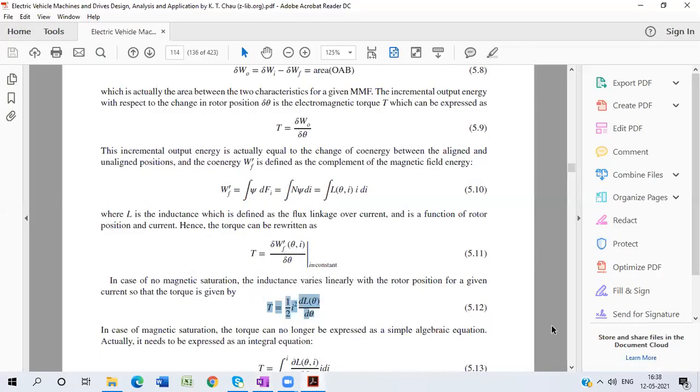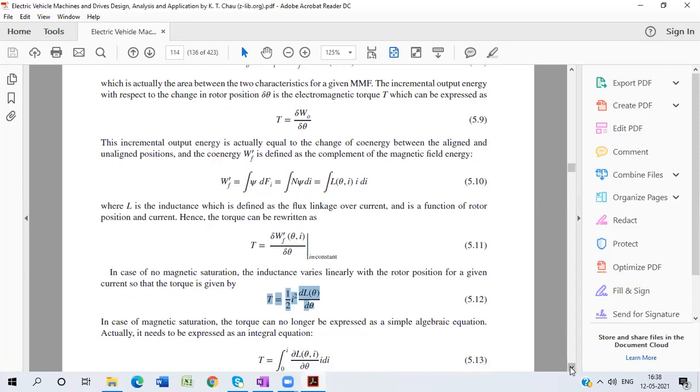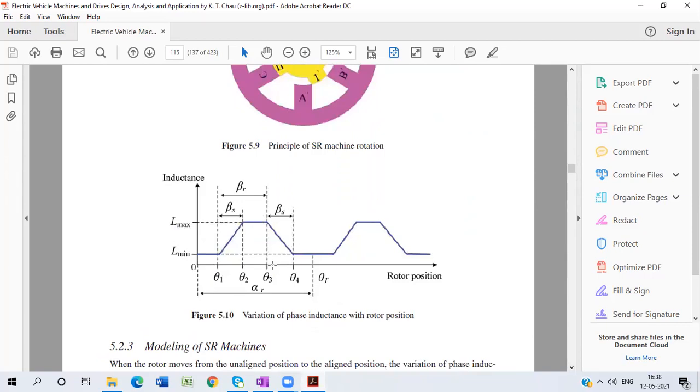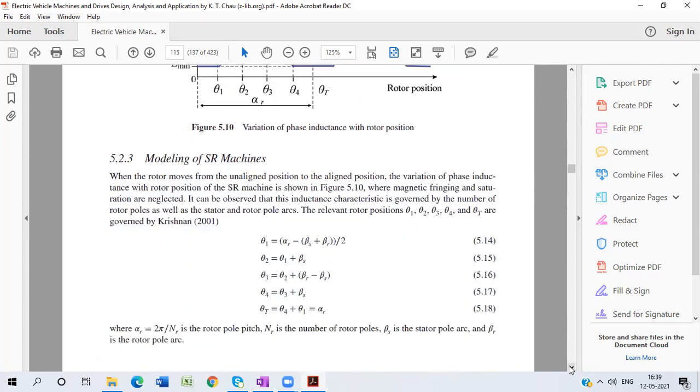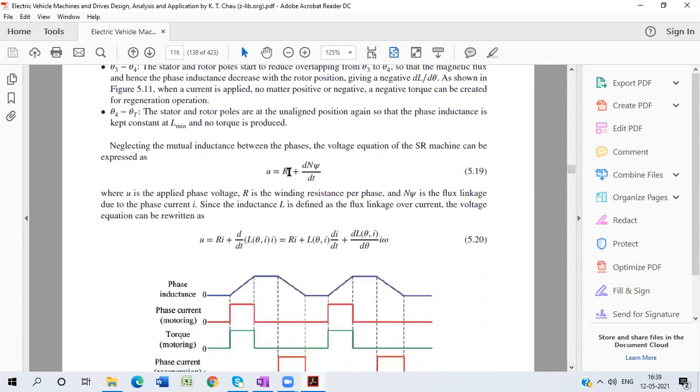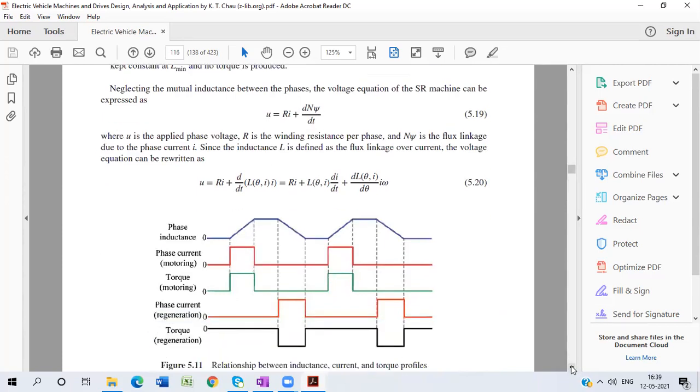If you are going through this particular book, from the book, these equations we have derived, and the inductance waveform we have found out. Already you know what beta s, beta r, and alpha s are. We have discussed the equation of supply voltage, V is equal to Ri plus d psi by dt, and we have already drawn these waveforms.